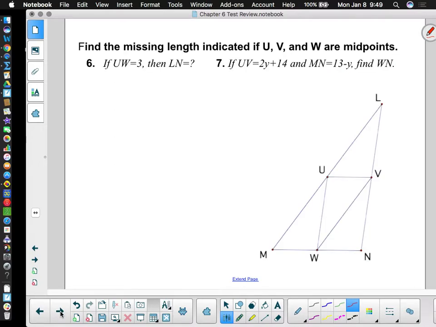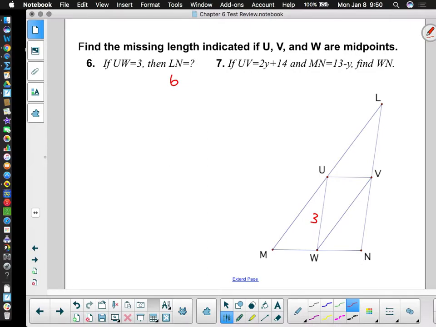So let's look at this one now. UW is 3. How long does LN have to be? Now, these are mid-segments, right? Mid-segments are ones that connect the midpoints. And we know that UW is parallel to LN. And what do we know about the relationship of the length? This is 3. This has to be 6. Okay, that's an easy one.